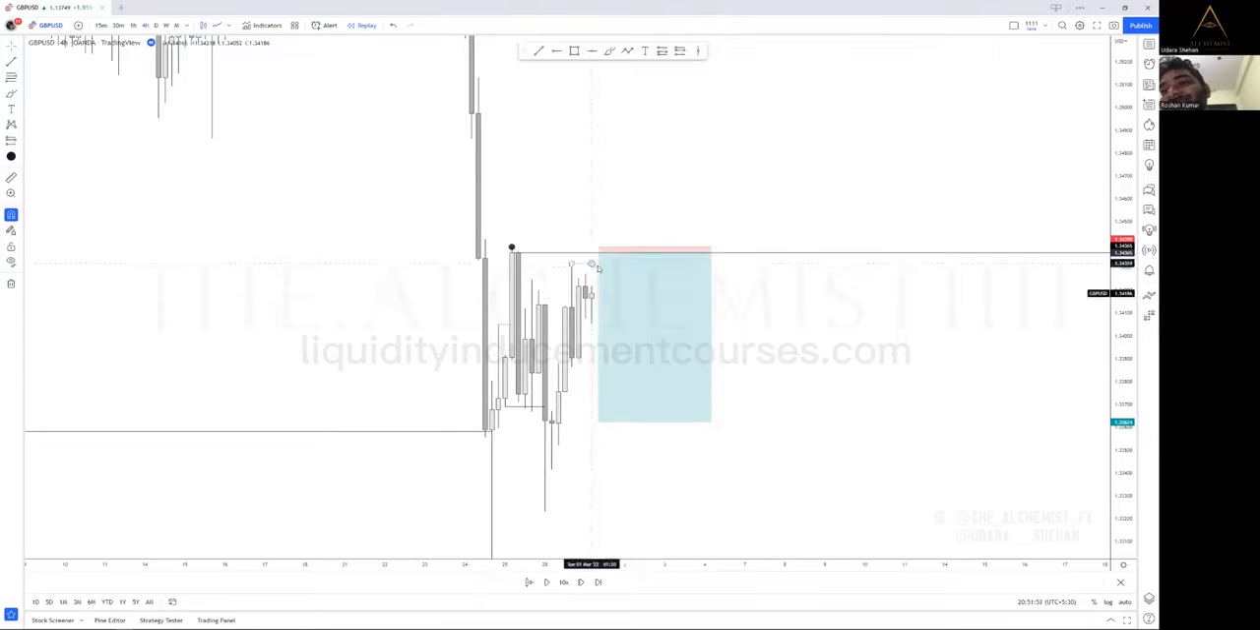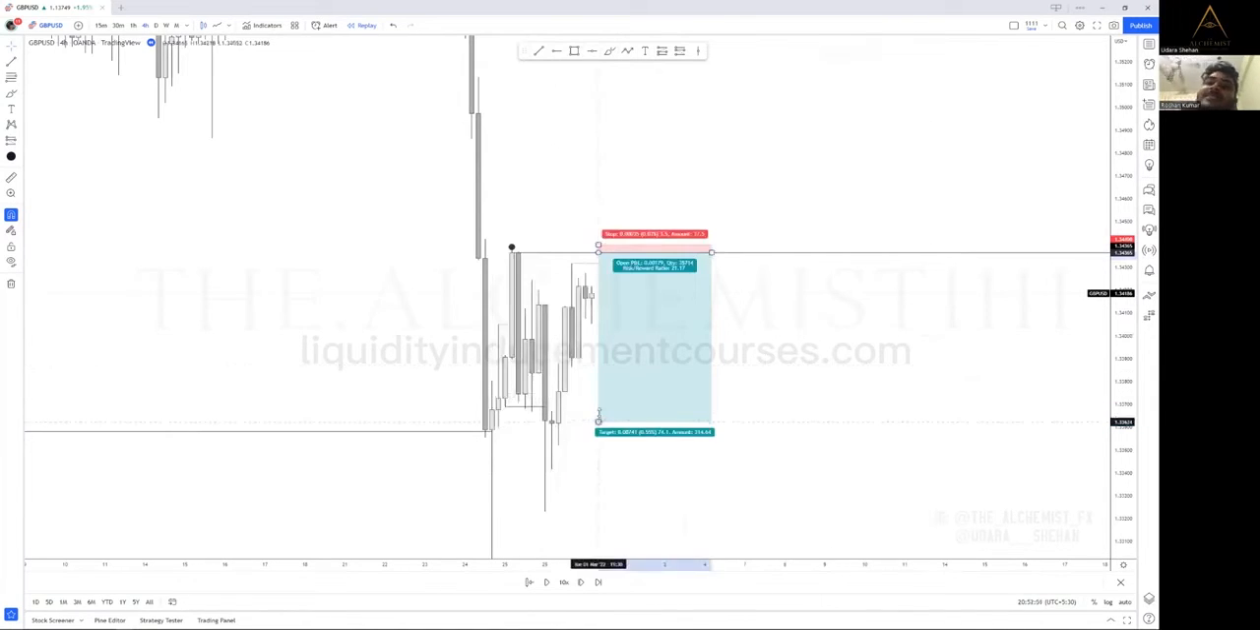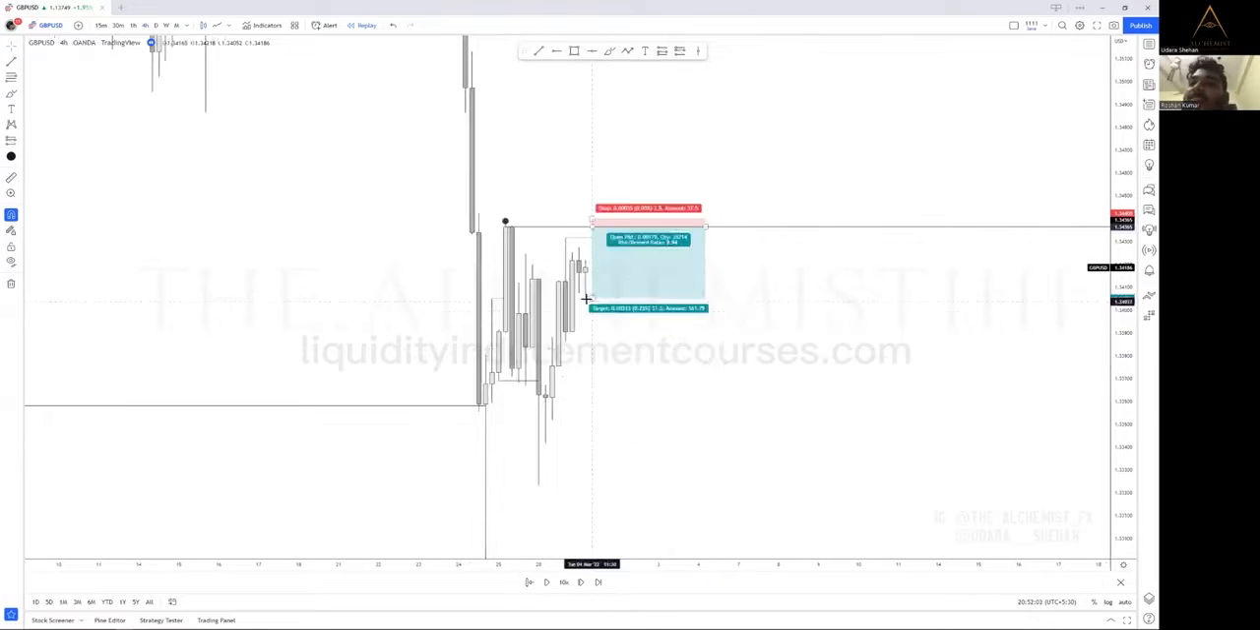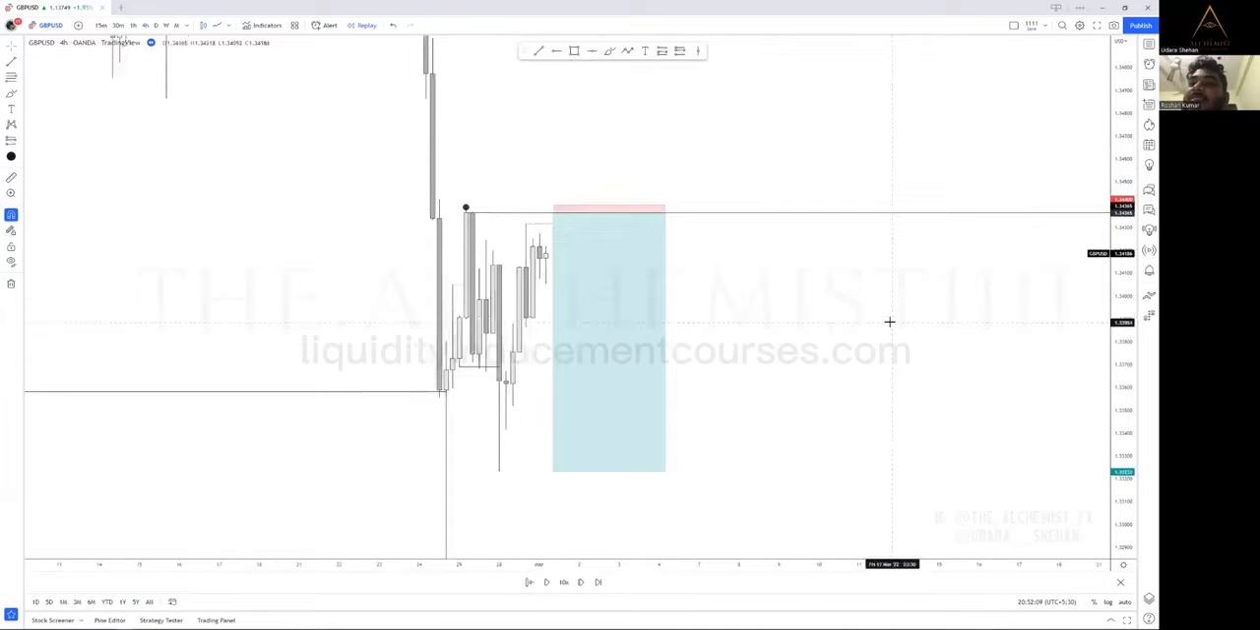There we have a 2.5 pip stop loss, but obviously you can't do this with spreads, so you'll have to have at least maybe something like 3.5. You'll have to factor in the spreads anyway. For targets, your first target can be that day's Asian low, or maybe the external range liquidity that is in here. But I'm not talking about targets, we're only talking about the points of interest.